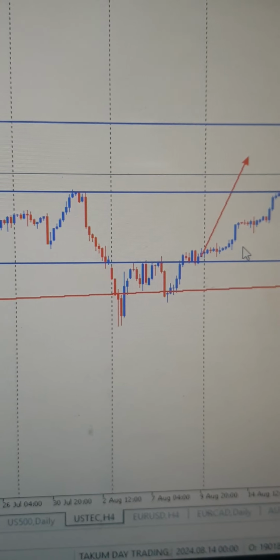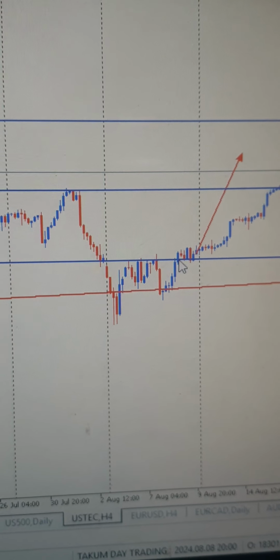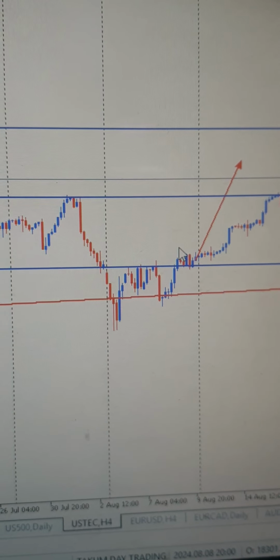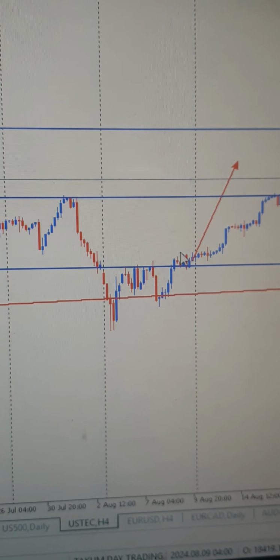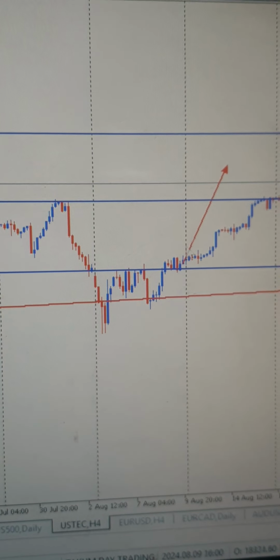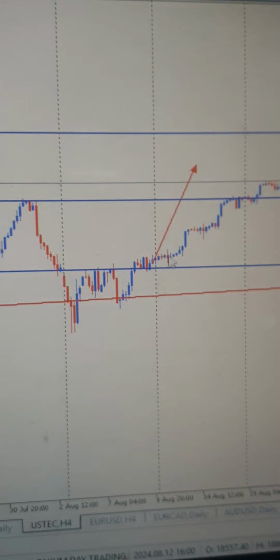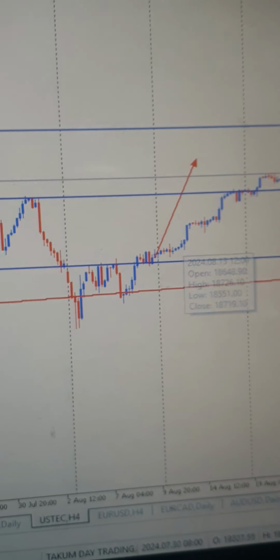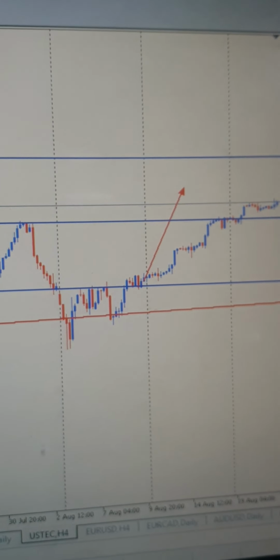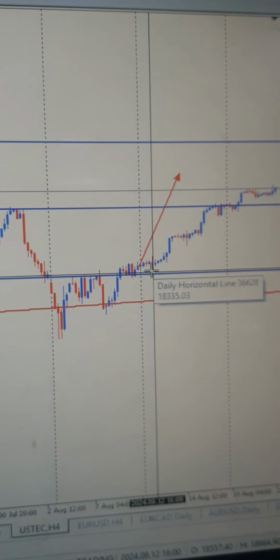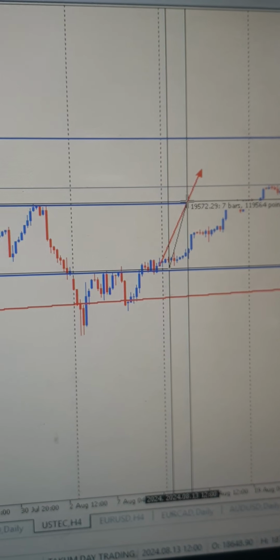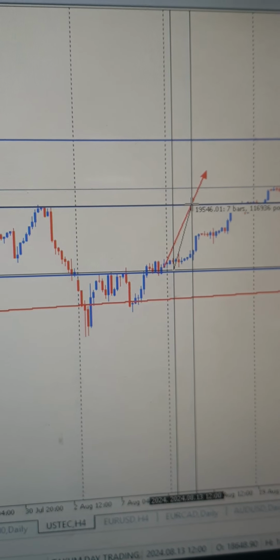By the time I made this analysis, it was here. When I saw this breakout, I knew that there would be a test and boom, upward. And this is it, guys. So if I was here, I would have picked some pips from this point to this other point.